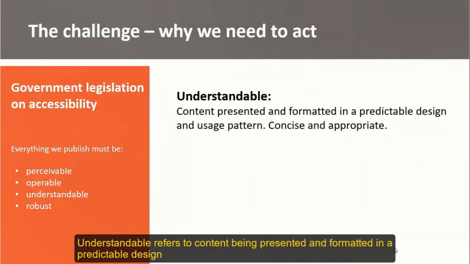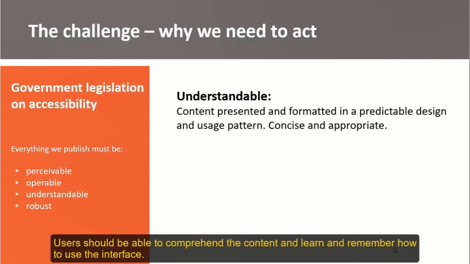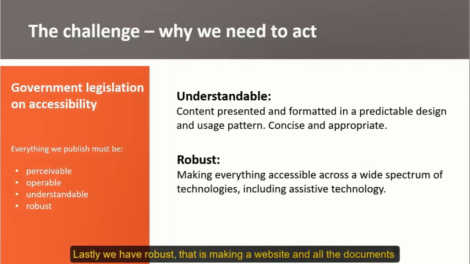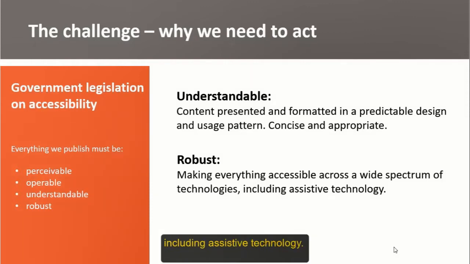Understandable refers to content being presented and formatted in the predictable design and usage pattern that is concise and appropriate to the audience in its voice and tone. Users should be able to comprehend the content and learn and remember how to use the interface. Lastly, we have robust. That's making a website and all the documents on it accessible and robust enough to work across a wide spectrum of technologies, including assistive technology.